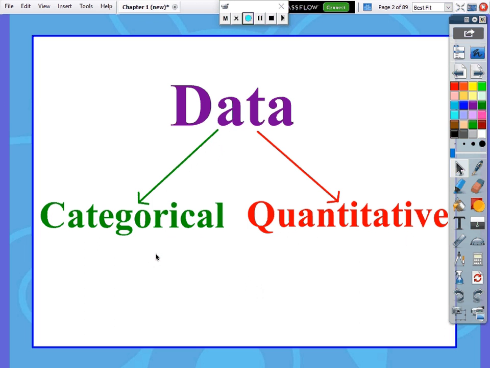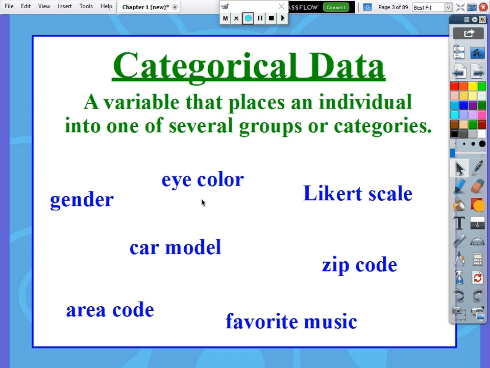categorical data. Now, categorical data is, I would say, probably not as mathematically relevant compared to quantitative data, because quantitative data deals with more numbers. And categorical data, as we'll see here, by definition, is a variable that places an individual into one of several groups or categories. So an easy way to remember categorical data is that typically it doesn't deal with numbers. It's going to deal with words, for instance.